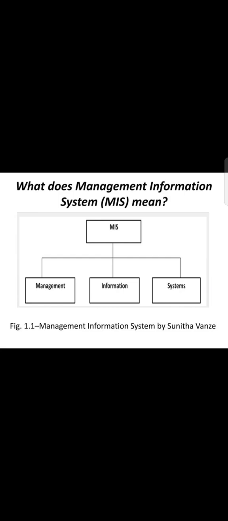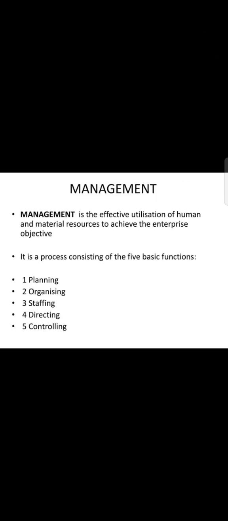What is the management information system? The IMS is management which connects three separate interfaces. What is management? It is the effective utilization of human and material resources to achieve the entire enterprise objectives. It is a process consisting of five basic functions: planning, organizing, staffing, directing, and controlling. This also comes under the IMS.